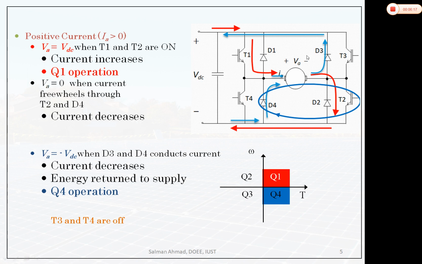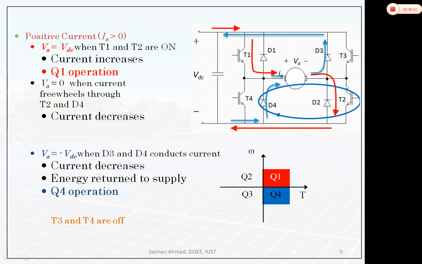Similarly, if T1 and T2 are not conducting, you can see that a positive current can also be taken through this arrow line. So IA can flow through D4 and T2. In that case, the voltage applied across the armature circuit will be 0. You can see that there is a closed loop path.